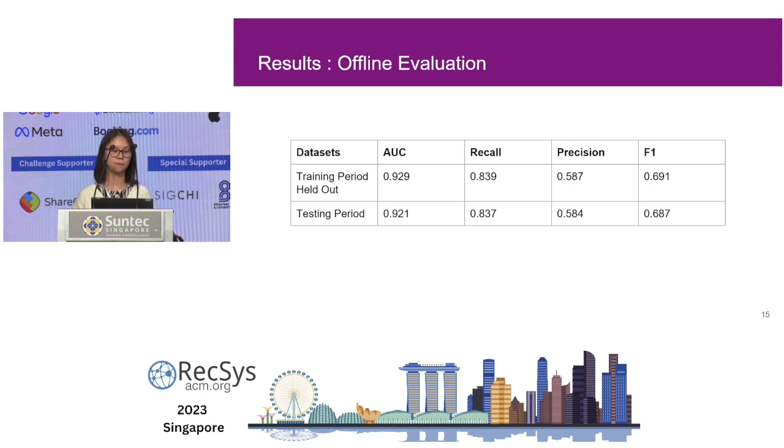Overall, we can see that the performance of the classifier is pretty stable across key metrics, including F1 and AUC. There is a slight degradation as we tested the model over the testing period, but this is expected since the training data gets stale with each passing day. So overall, the results look promising.